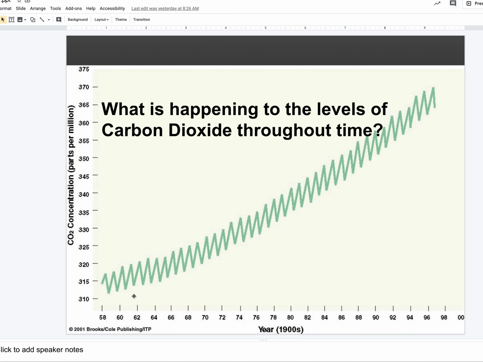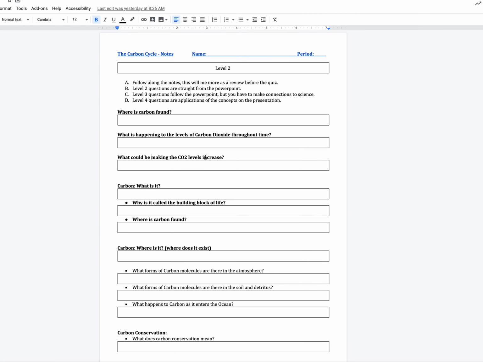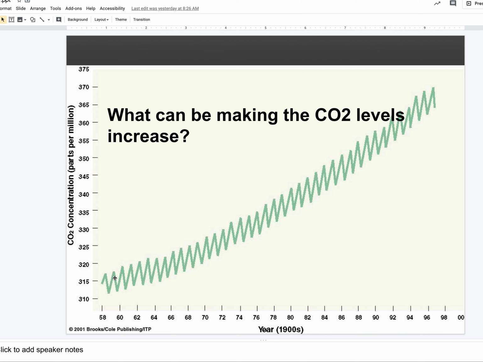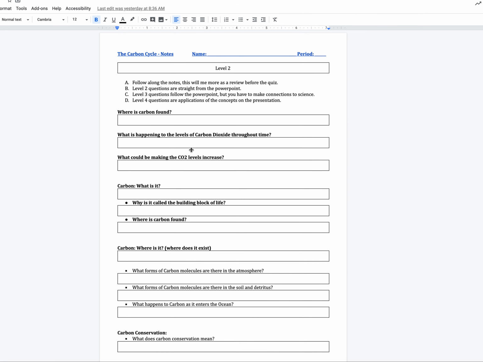Okay. All right. So what is going on to the levels overall? Just don't overthink it. Just answer that there. And then what could be making the CO2 levels increase? If you notice, there's an increase right there of CO2 levels. In 1958 it was 315 carbon dioxide molecules in 1 million. And now it looks like the closer you get to the 2000s, you're jumping from 315 to 365 for the concentration of CO2. So it's a big jump in just 50 years. That's what you've got to write down there.